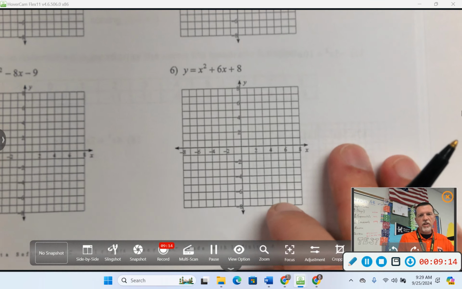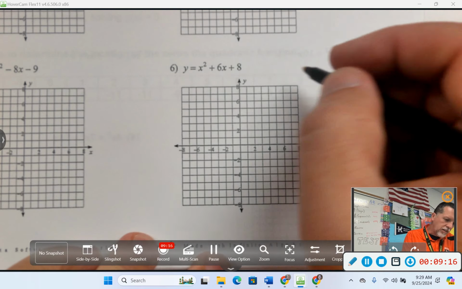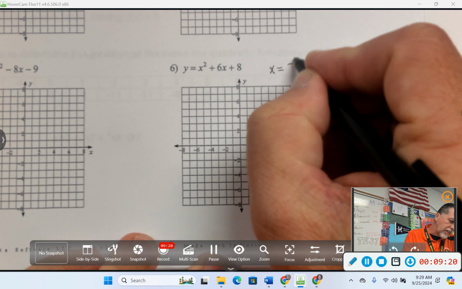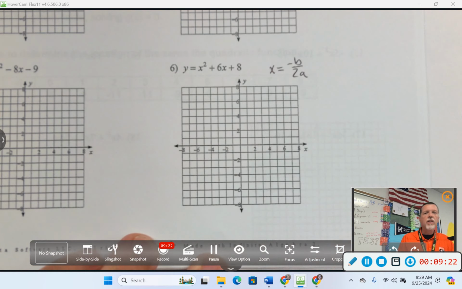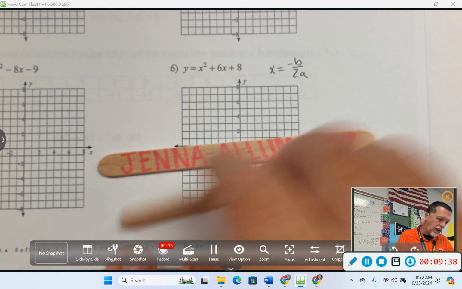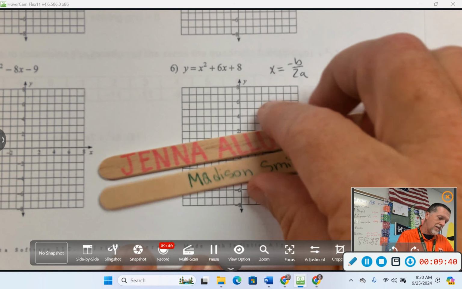Okay, number 6. Let's go in order here. Let's find the x-coordinate of the vertex. You know what? Before that, let's make sure we understand who A, B, and C are. In Algebra 1, sometimes you got to spend a little bit of time working on who's A, B, and C. No pressure, Jenna.